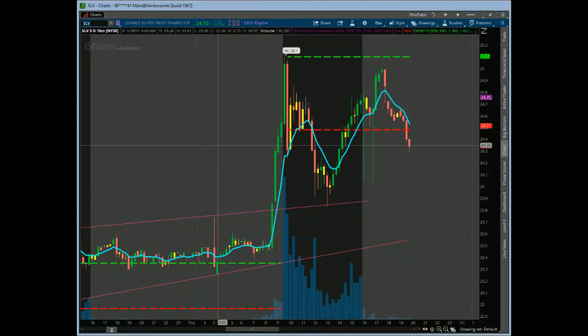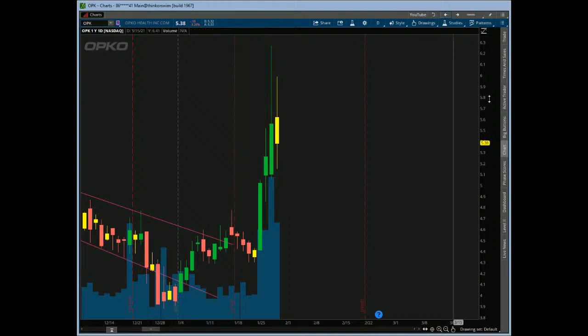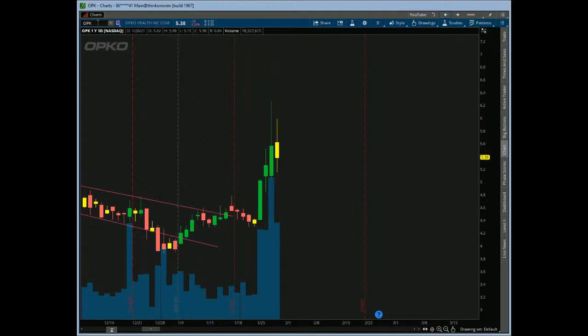I appreciate it. The Nest, what's going on? OPK, let's take a look. So OPK, a little bit of a choppy day today. Let's take a look at the daily chart. Big inside day on OPK. So let's see if we can take that inside day up.